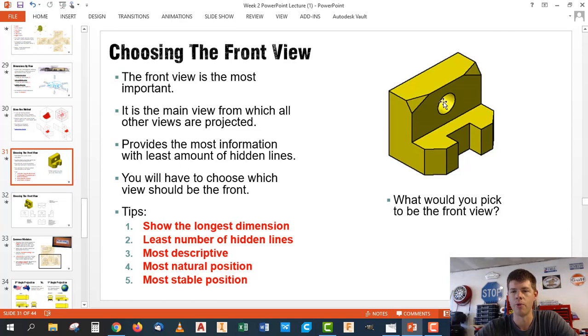So what about for this thing up here? What would you pick? So take a second and look at it. What's going to be your right view?